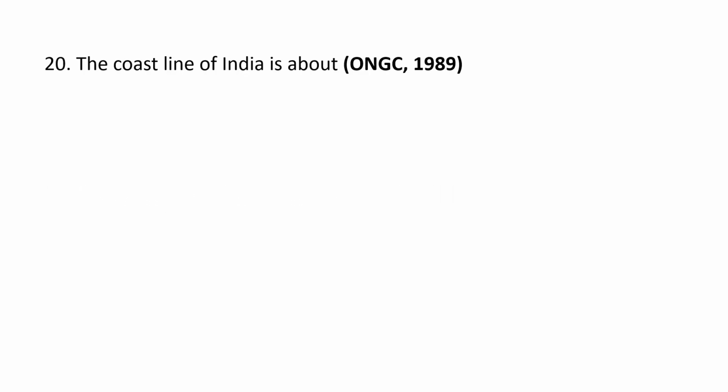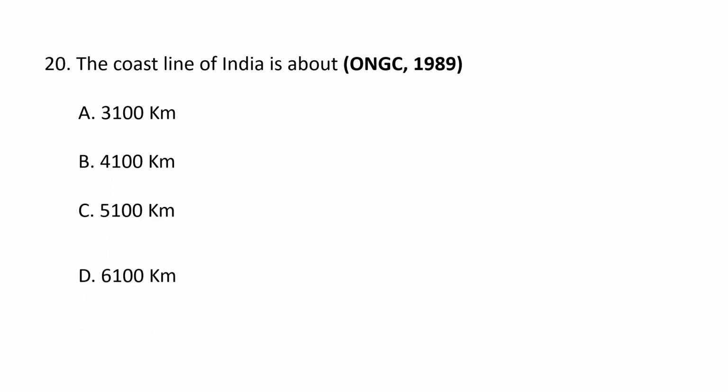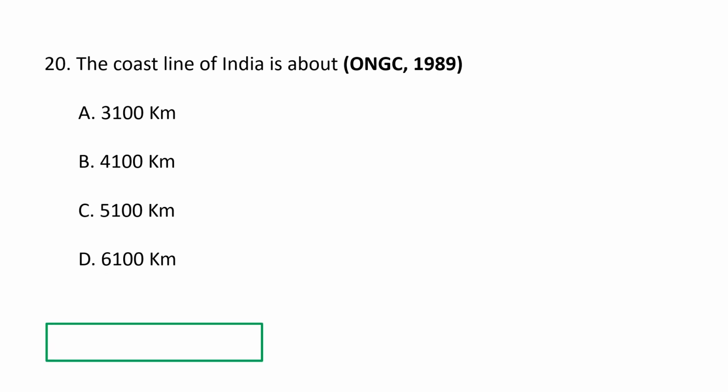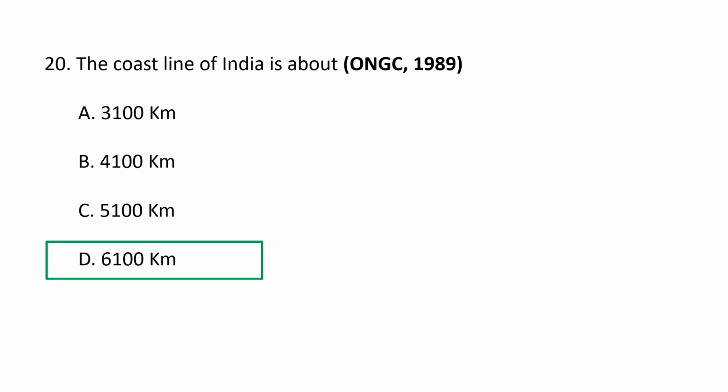Next question. The coastline of India is about A. 3,100 kilometers, B. 4,106 kilometers, C. 5,100 kilometers, and D. 6,100 kilometers. So the correct answer is 6,100 kilometers. It's a very simple and straight question.